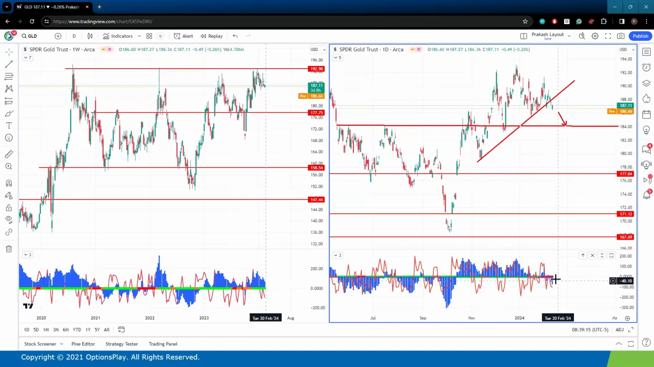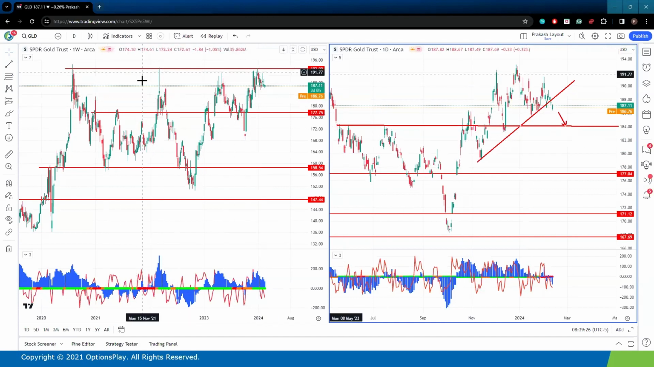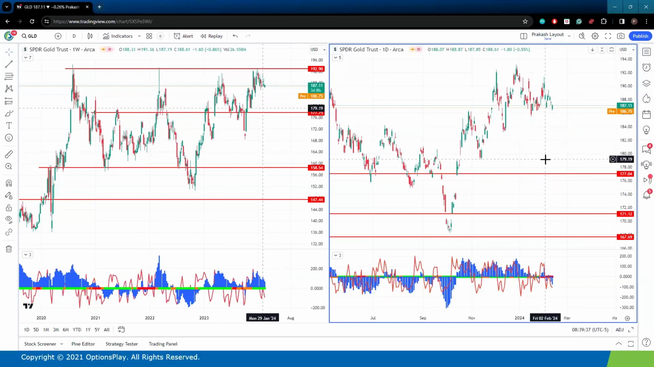Momentum has been negative the last couple of days, so my bias here is to the downside. I'm looking for that shorter move towards 184. And price has not been able to once again break above this major multi-year resistance zone, despite the fact that it has consolidated just below that level.